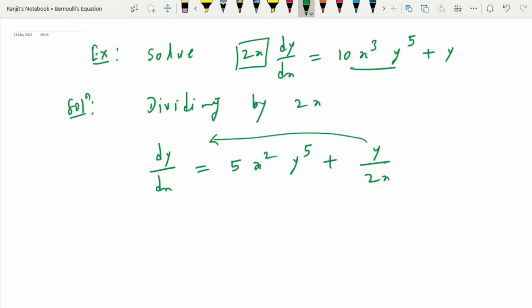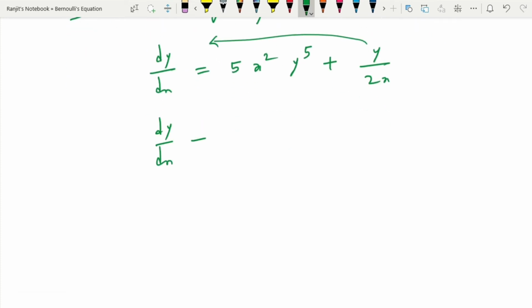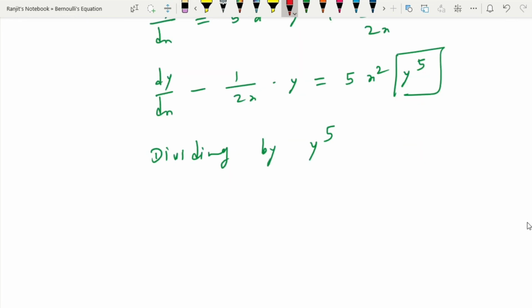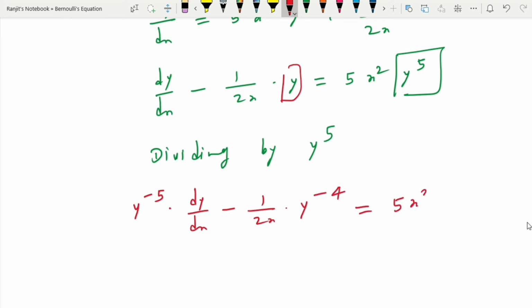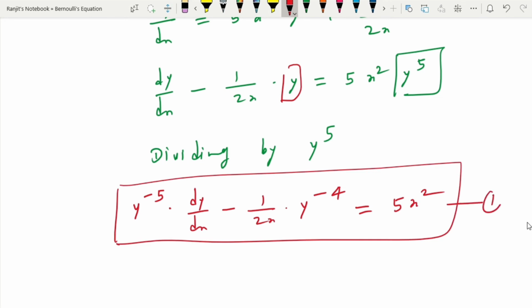Now we write this equation as dy by dx minus 1 upon 2 times x times y is equal to 5 times x square y to the power 5. Now again we divide this equation by y to the power 5. So 1 upon y to the power 5 we write as y to the power minus 5 dy by dx minus 1 upon 2 times x, y upon y to the power 5, that is 1 upon y to the power 4, that is y to the power minus 4, is equal to 5x square. Now we denote this equation by 1.